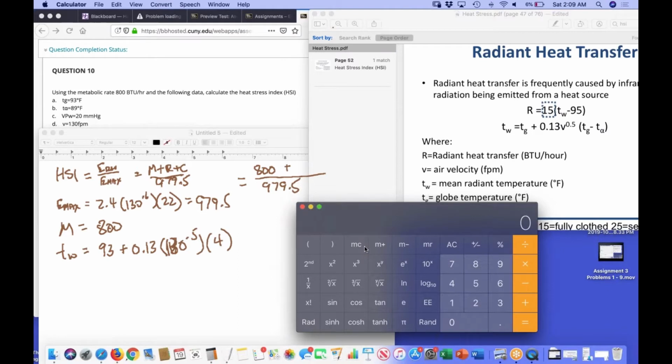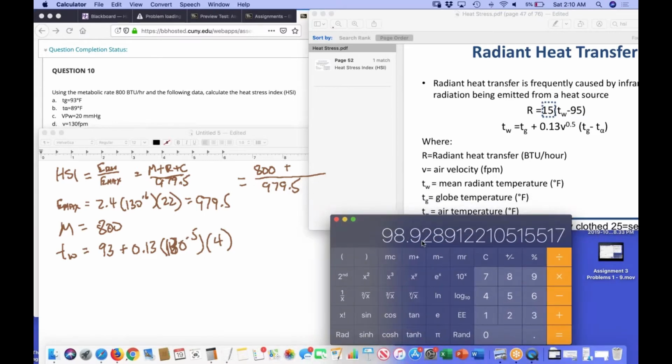Let me clear this. So let's see what we have here. I'll start with resolving that exponent, 130. Okay, oops, wrong. Try again, 130, x to the y, and that's 0.5, which is equal to 11.4, times 0.13, times 4, plus 93, is equal to 98.9.